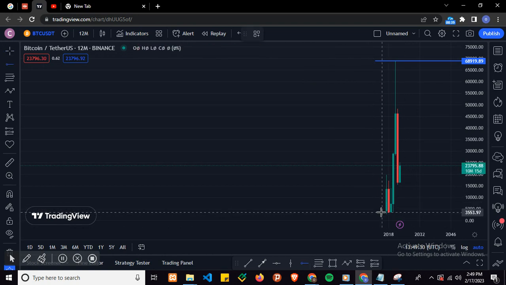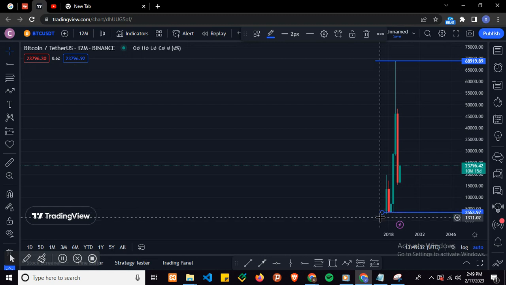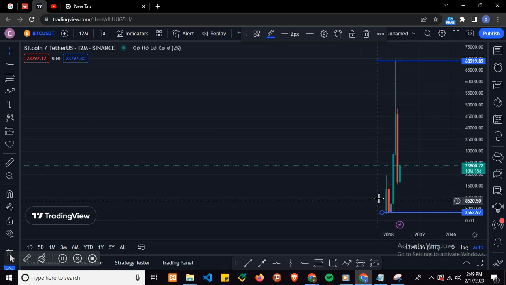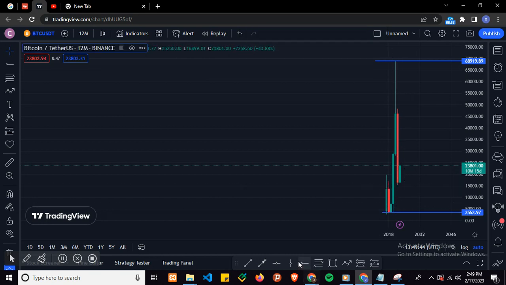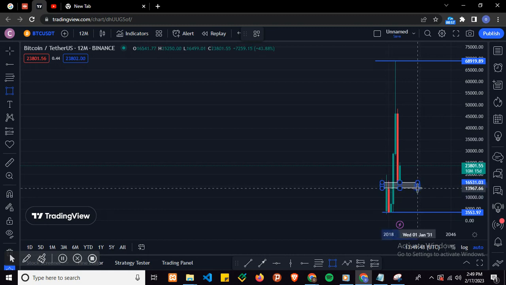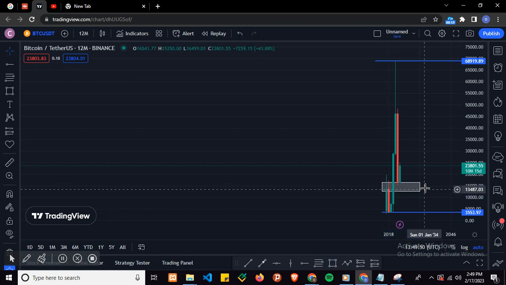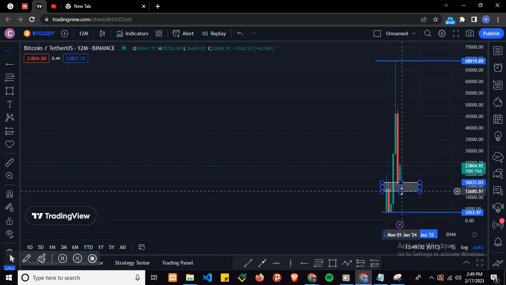This one is not the lowest though. So this is just the results that I can see on TradingView now. This is all the data I can see on TradingView now. This is the real data. So let me just mark this one like this. I hope you can see this.